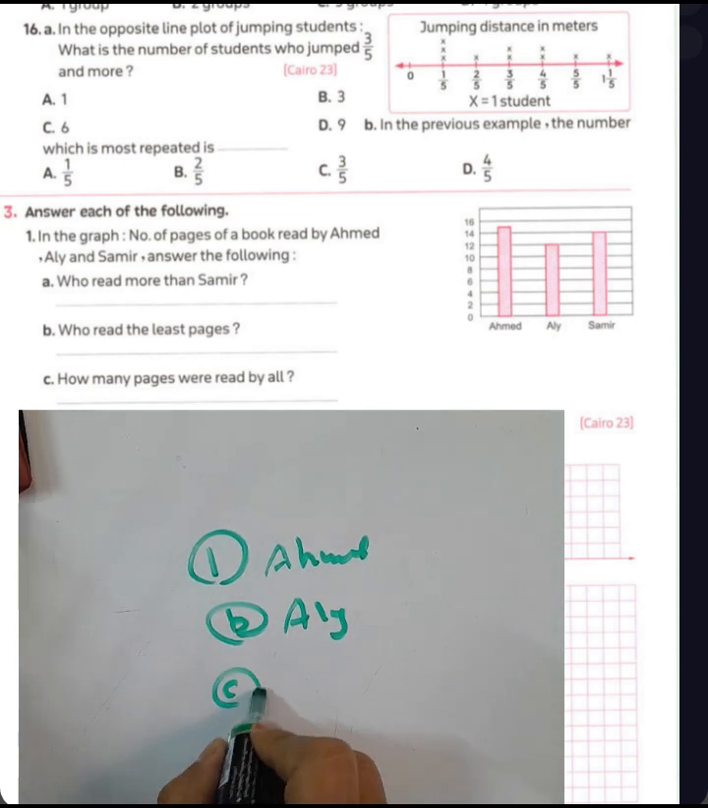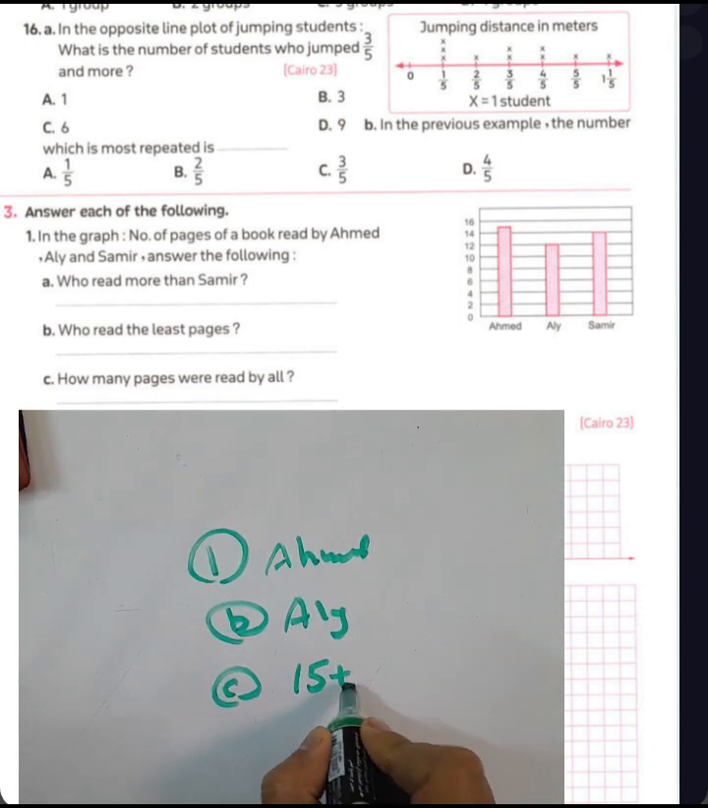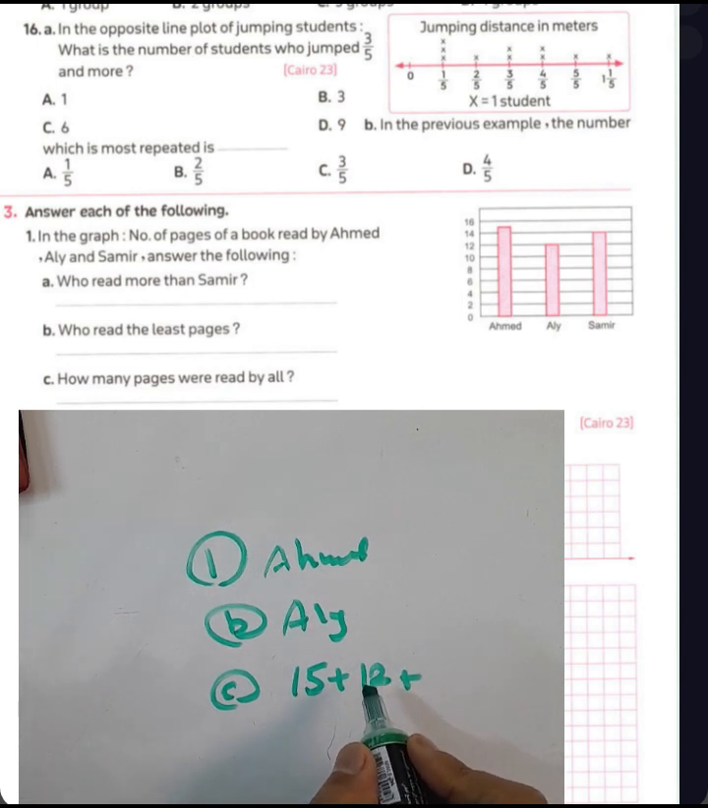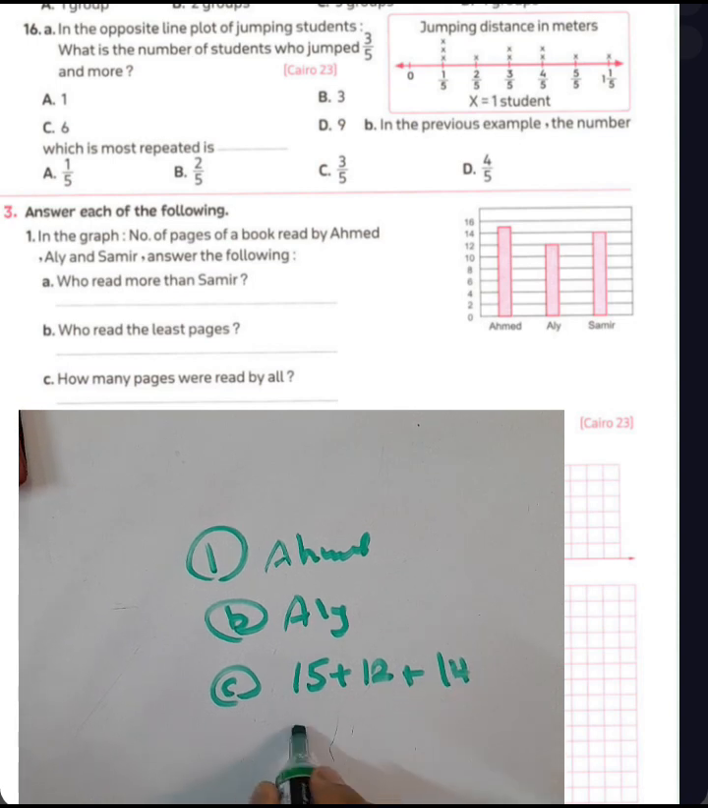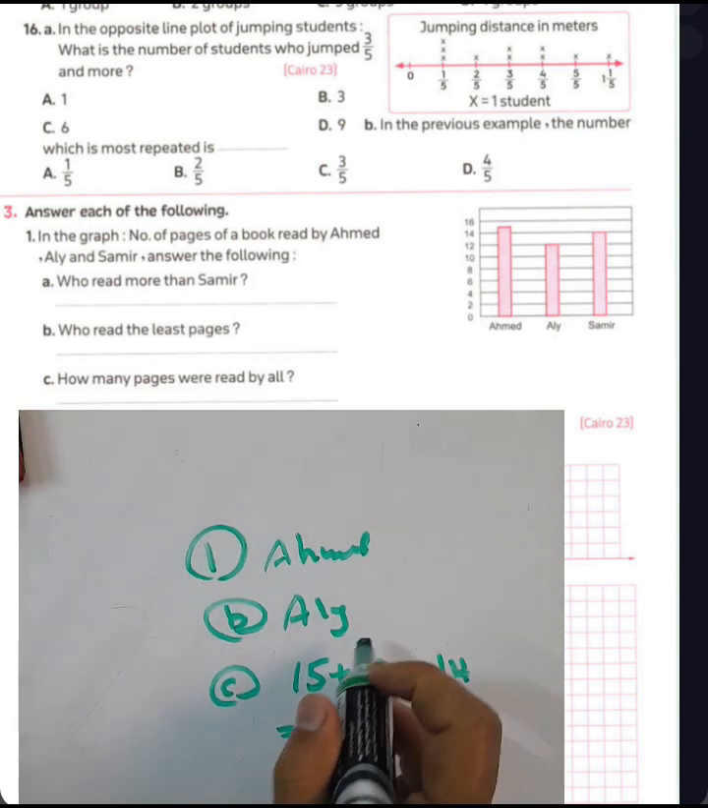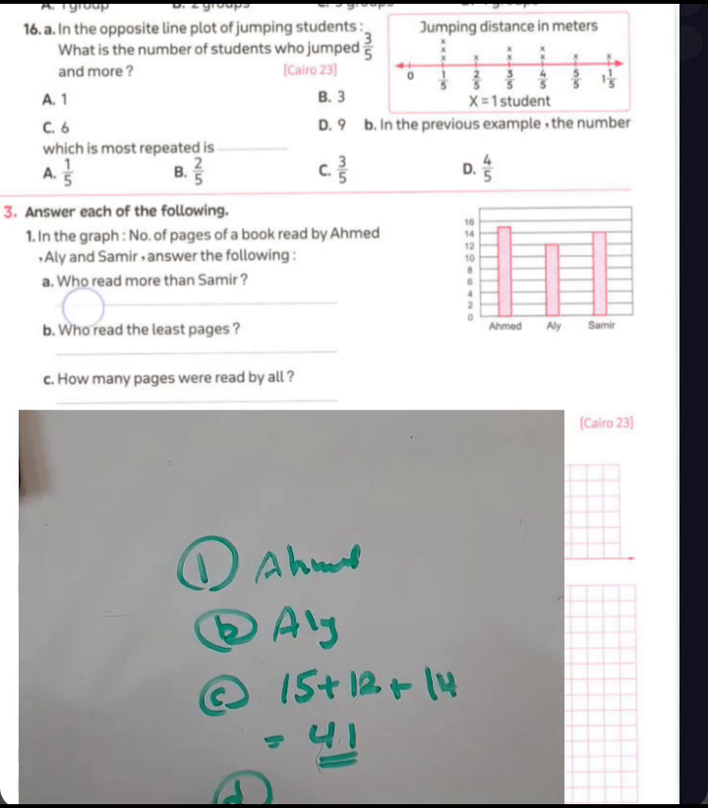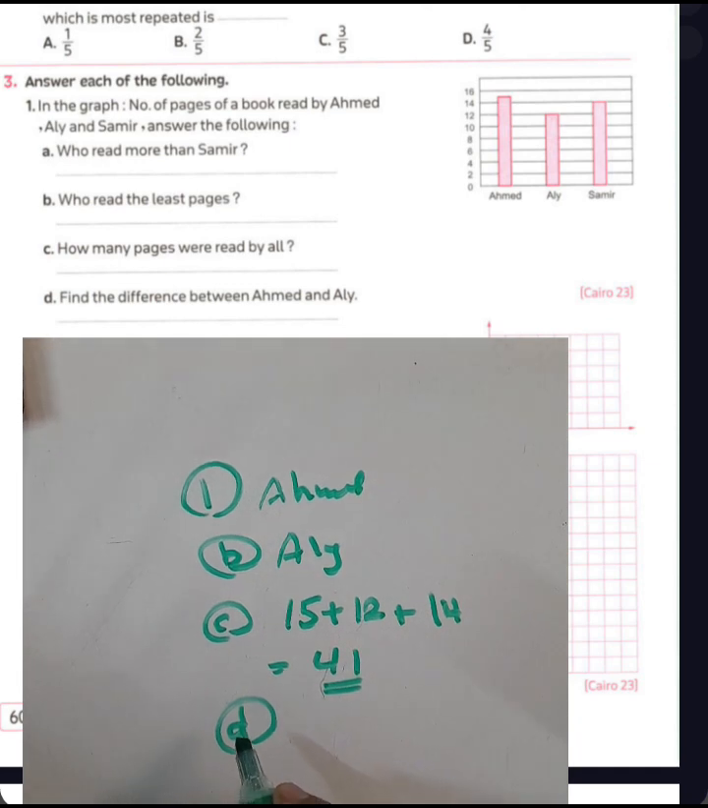Question letter C. How many pages were read by all? We can add all of them. The first was 15, second was 12, and third was 14. The result will be 41. Letter D. Find the difference between Ahmed and Ali. 15 minus 12, it will be 3.